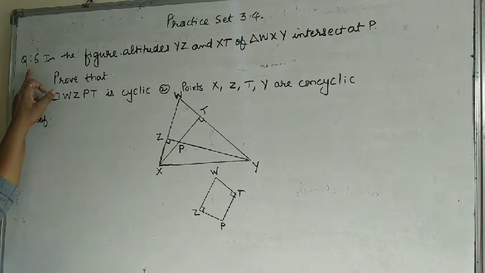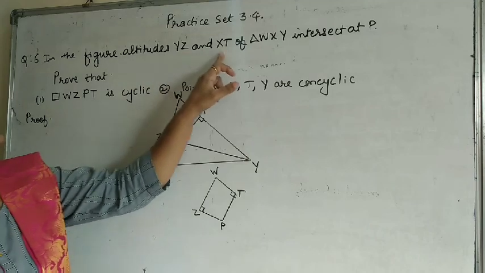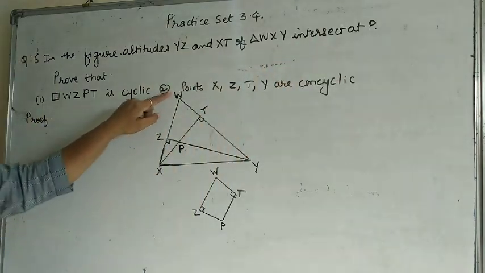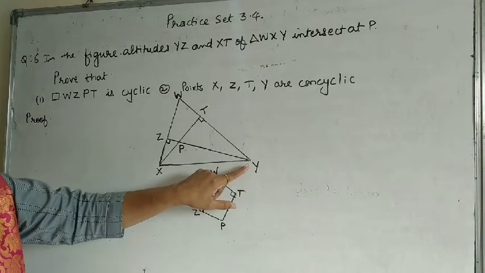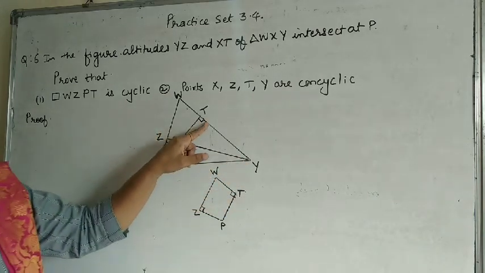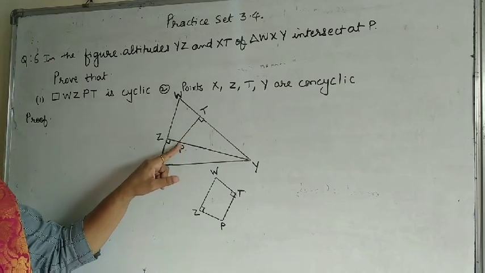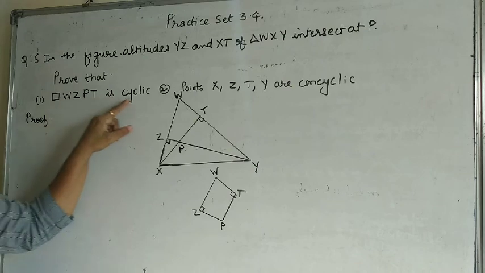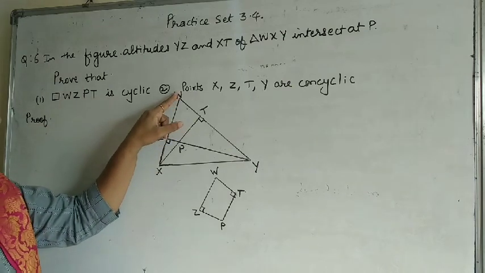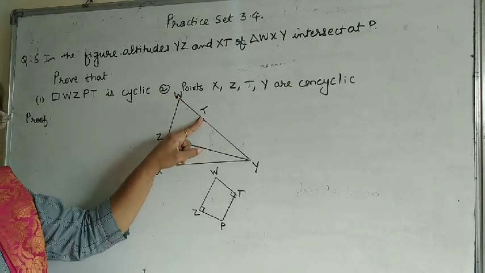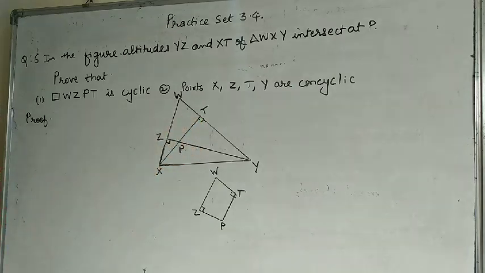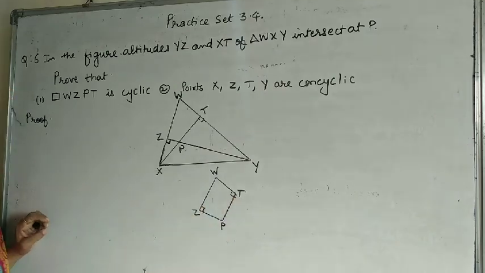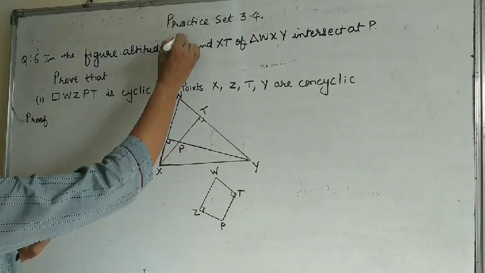Question number 6. In the figure, altitudes YZ and XT of triangle WXY intersect at point P. In this figure, altitude YZ and altitude XT meet at point P. Prove that quadrilateral WZPT is cyclic. We have to prove WZPT is cyclic. Here, I will draw a separate figure.